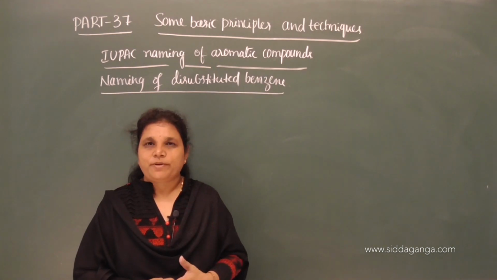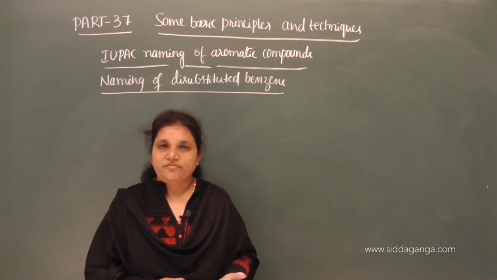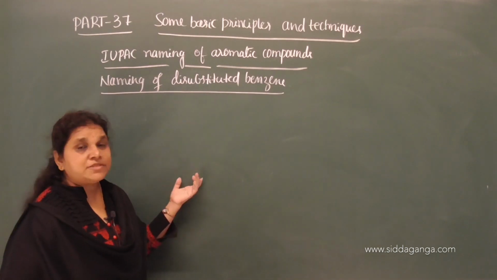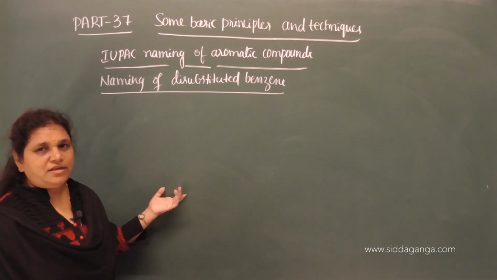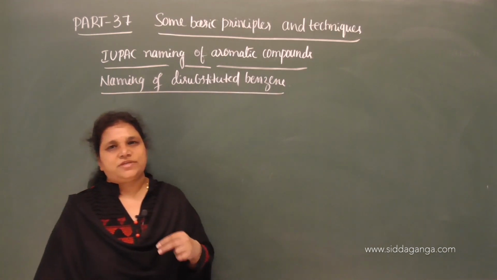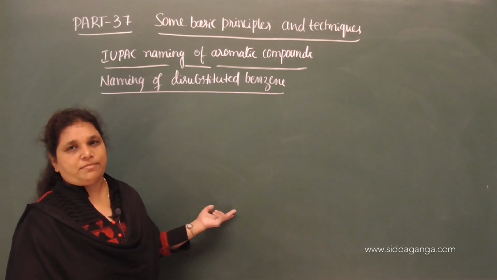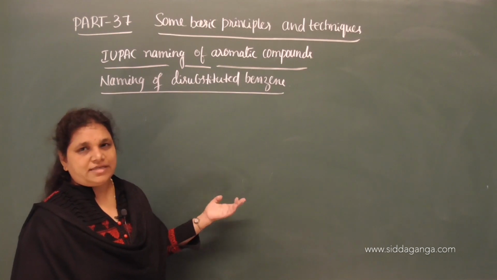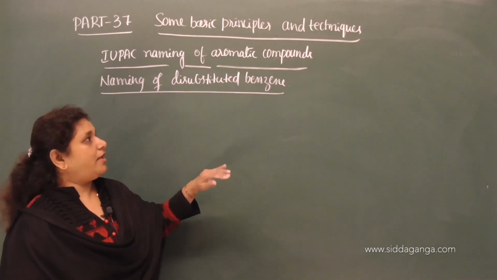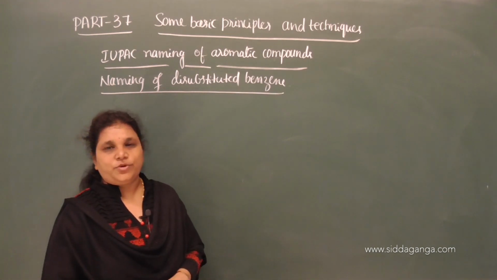The same substituent group may be attached, or different substituent groups may be attached. One group may be a functional group and one may be a substituent. So we have different types of disubstituted benzene here. Let us consider when two similar substituent groups are present, how to name; when two different substituent groups are present on benzene, how to name such disubstituted benzenes; and if one is a functional group and another is a substituent group, then how to name such compounds.